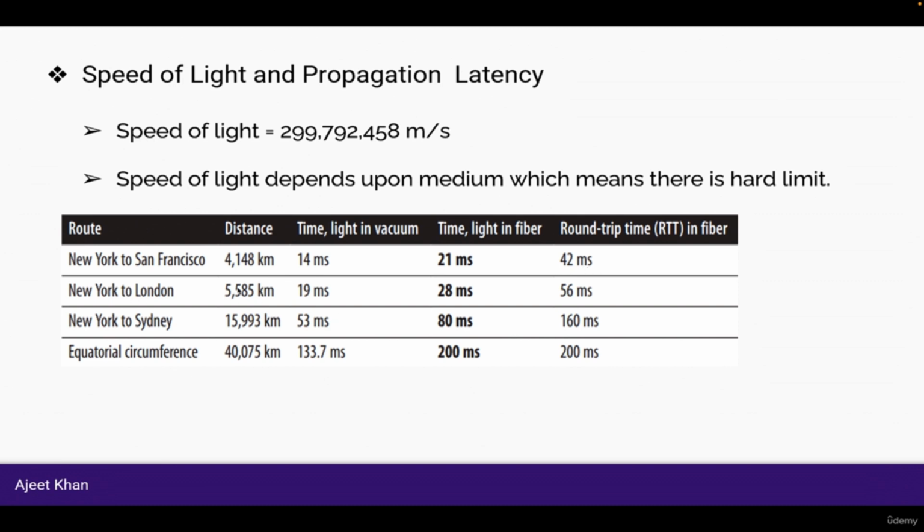And if you are sending the same data over a distance of 5500 km, then it will incur 28 milliseconds of latency in fiber, and the RTT would be 56 milliseconds. And similarly, if the data is traveling a lot, like 40,000 km, then the time would be 200 milliseconds. Thus we see the more distance the data travels, the more latency gets added up.